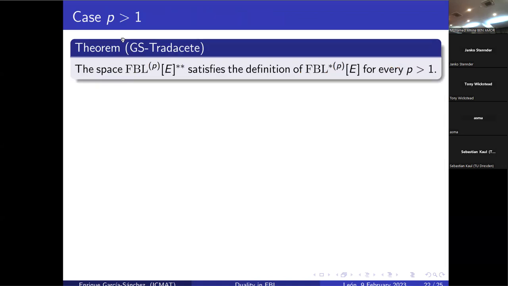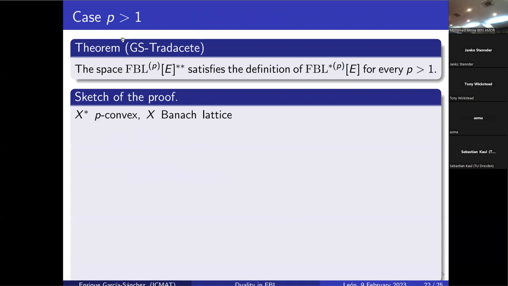So with this in mind, in the case p greater than one, the answer is that the natural candidate, which is the bidual of the free p-convex Banach lattice, satisfies this definition. Okay, how does the proof go? It's quite simple, let's say. If we start with a p-convex dual Banach lattice, the dual of some Banach lattice X, then it follows that its pre-dual must be p-star concave. Doesn't really matter. If you don't know what q-concavity is, it doesn't really matter. The only important thing now is that it implies order continuity of the pre-dual.